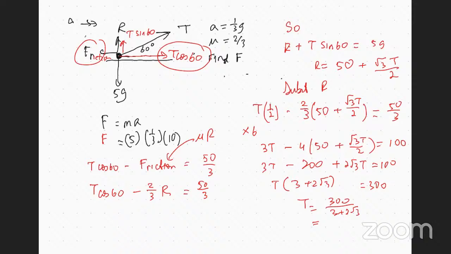Shouldn't R be equal to 50? No, remember the upward forces are R and T sine 60. Those two forces are equal to 5G. So R won't be 50 alone. You will have to include that T sine 60.